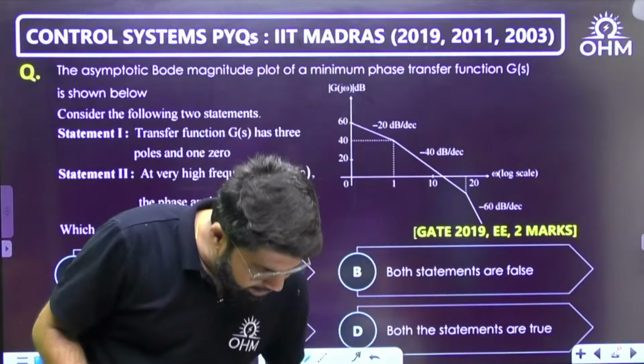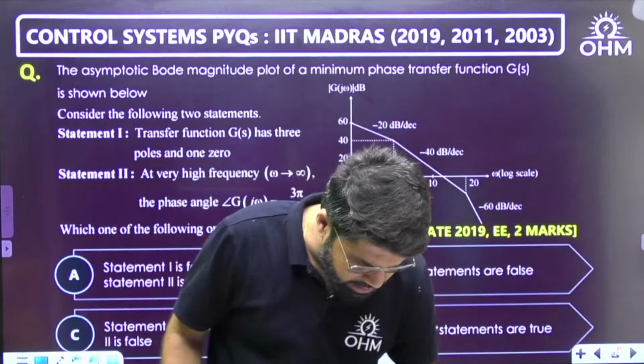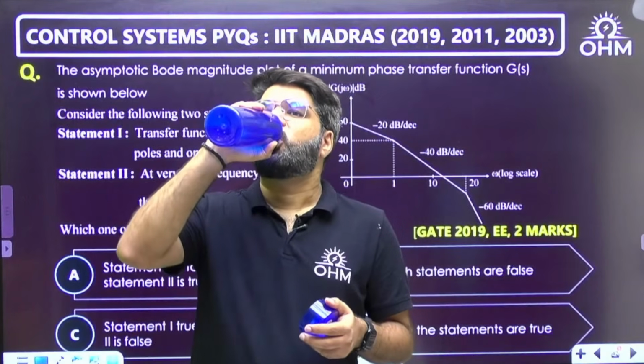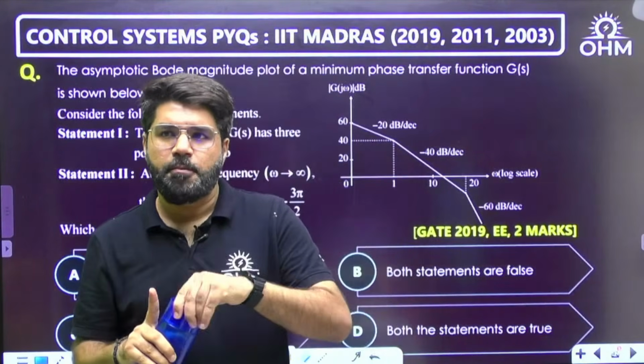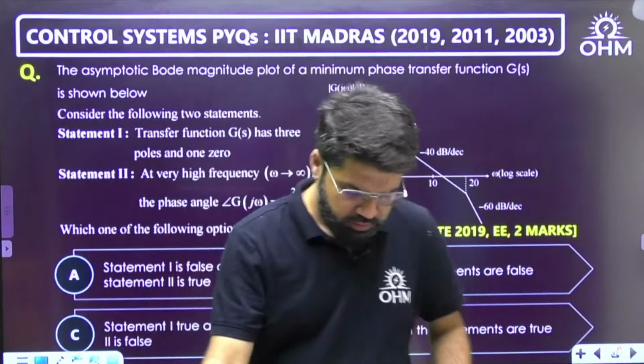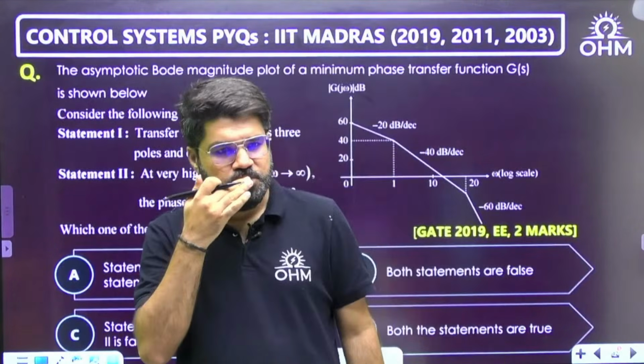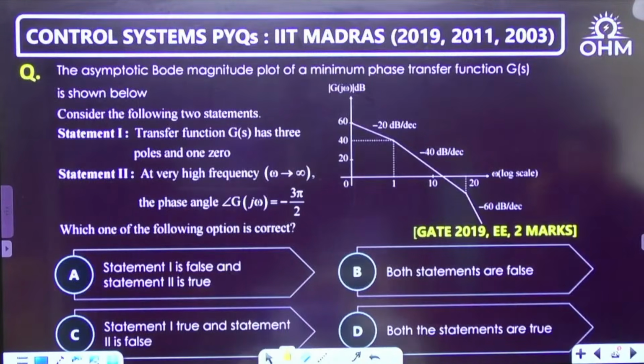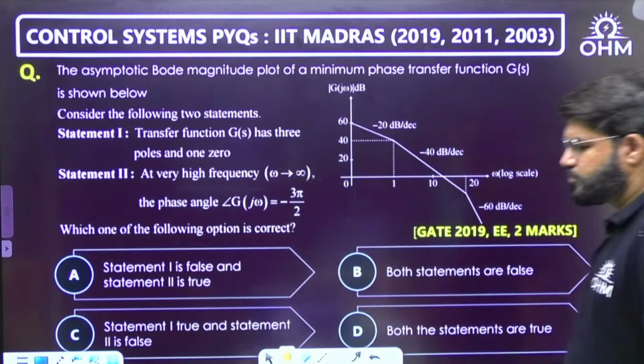Yes, correct, Lucky. Negative sign is clockwise, anti-clockwise is positive. Okay, then let's check it out. This is a 2019 electrical 2 marks question.